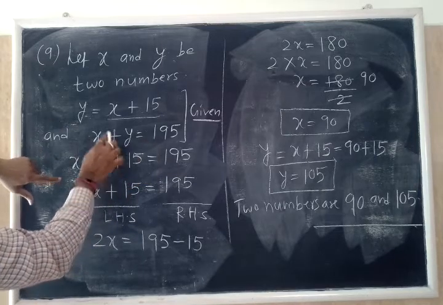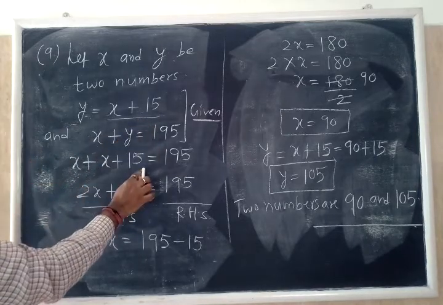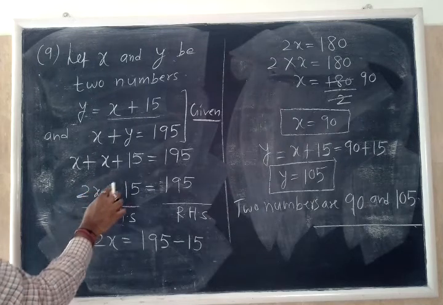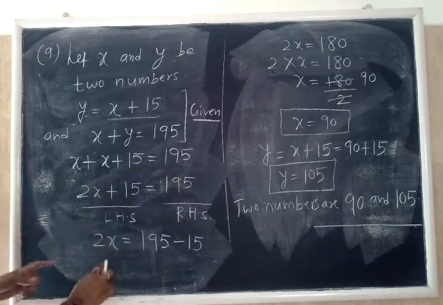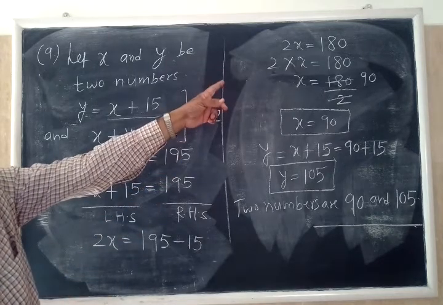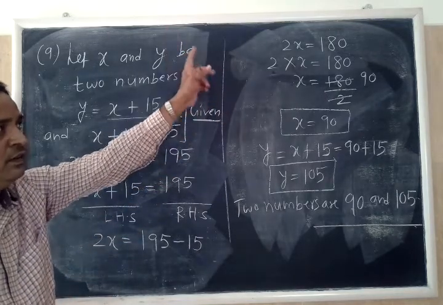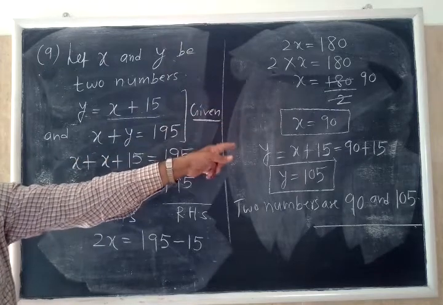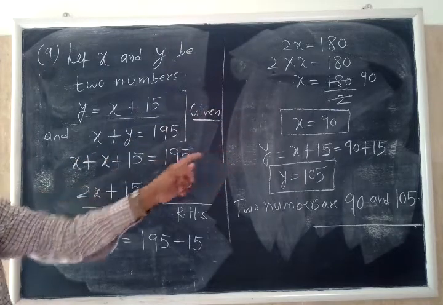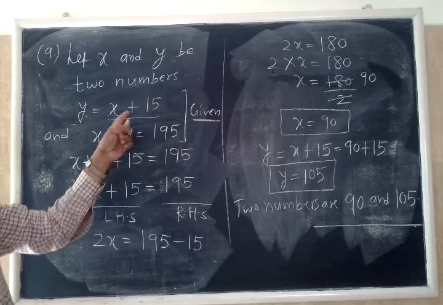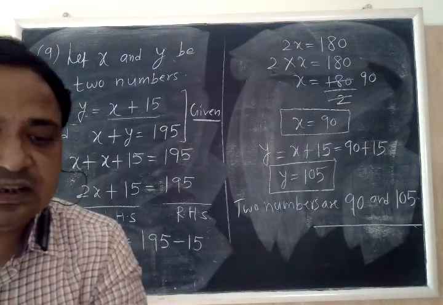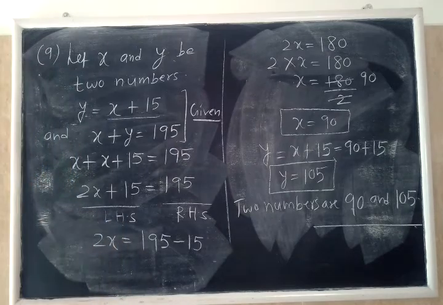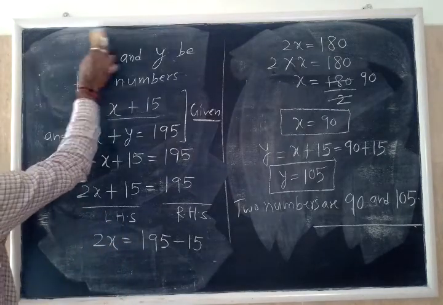So in place of y, I will write x plus 15. So x plus x is 2x. 2x plus 15 is 195. So 2x is 195 minus 15. 2x is 180. 2x means 2 into x. So x will be 180 divided by 2, which is 90. If x is 90, what is y? X plus 15. 90 plus 15 is 105. So the two numbers are 90 and 105. Chalo, let us solve the 10th one.